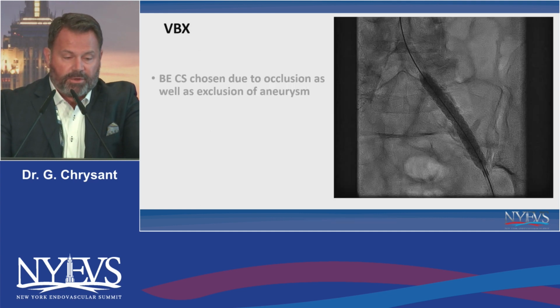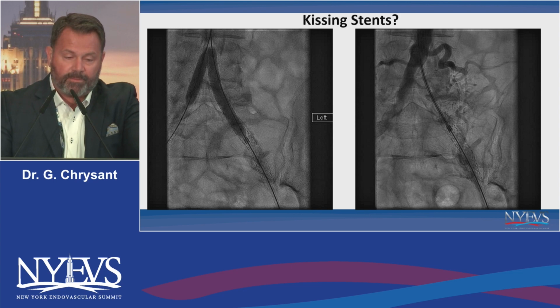So in this particular instance, in the external and extending into the common, but not all the way to the aorta, I chose a balloon expandable covered stent that has a lot of flexibility. So I felt that was a good choice to exclude the aneurysm and treat that segment.